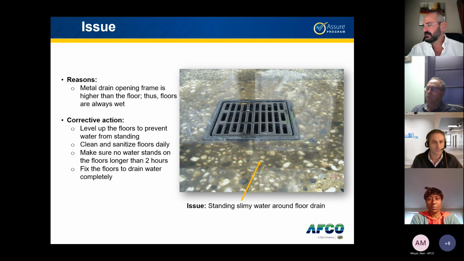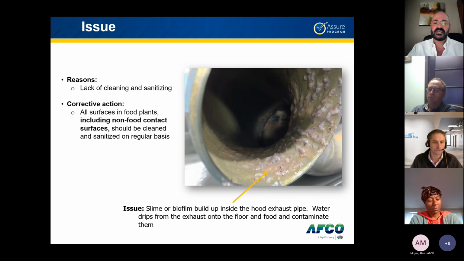I was called to this plant because they told me they have a listeria problem on the floors, and we don't know why. Well, the water is brownish, slimy, and it's a biofilm. That's why the water is standing there 24/7. So these floors have to be fixed where the slope of the floors will maintain dry floors. All the water will drain into the drain, so we don't have standing water in there 24/7, and that water became slimy, full of biofilm. So again, do not let the water stand more than 2 hours in a food processing area.